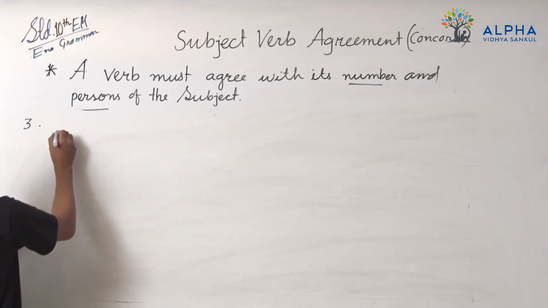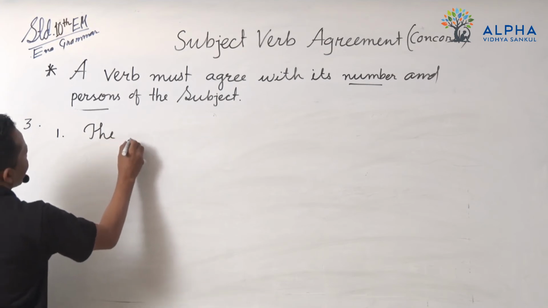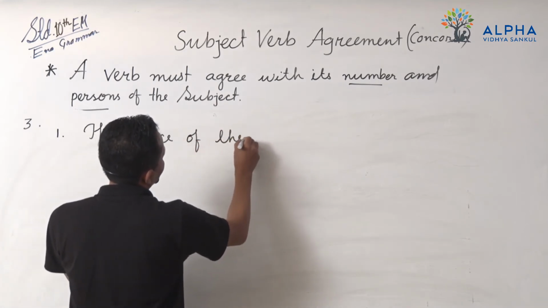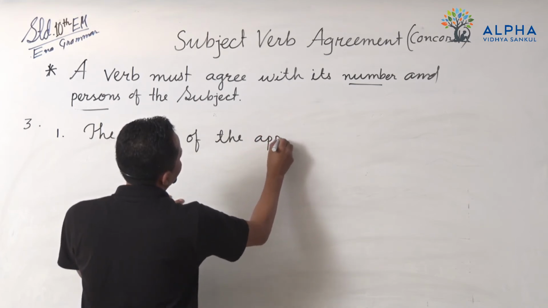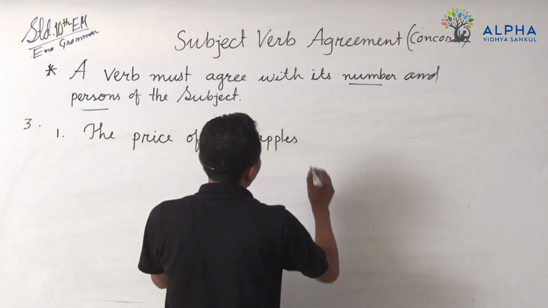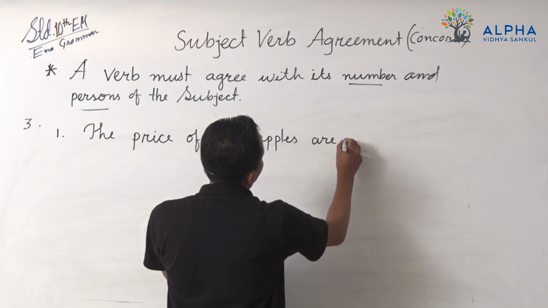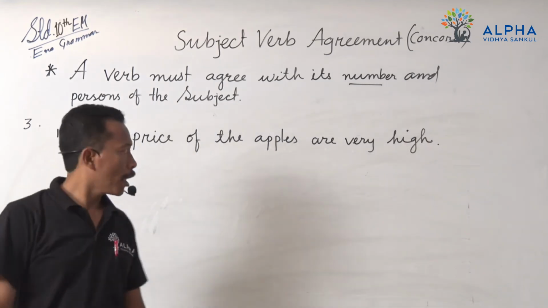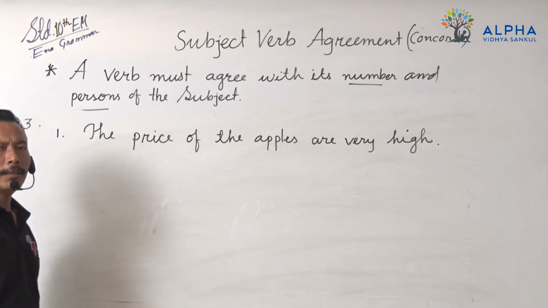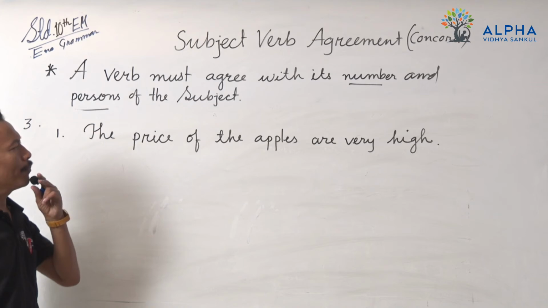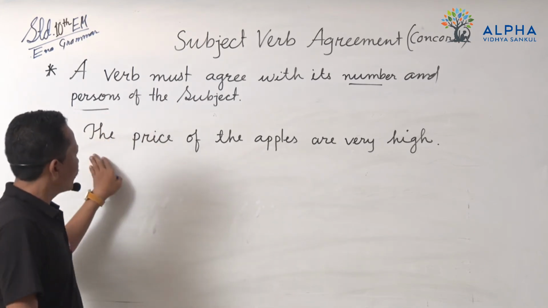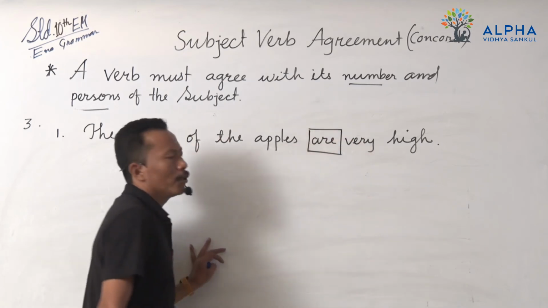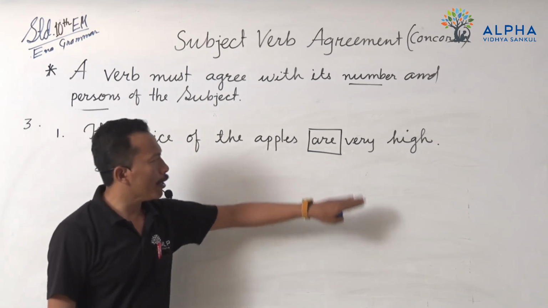Now, let me write 2 sentences. The price of the apple. The price of the apples are very high. Students, here, can you find any error or mistake? This is the subject-verb agreement. We have to remember the person of the subject. But here, the verb is here. Students, here is a mistake. Do you know what the mistake is? It's here. The price of the apples are very high.